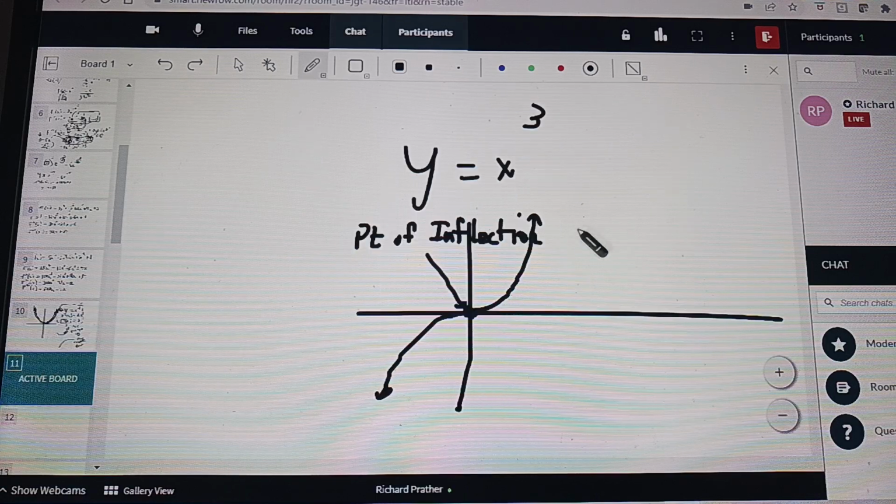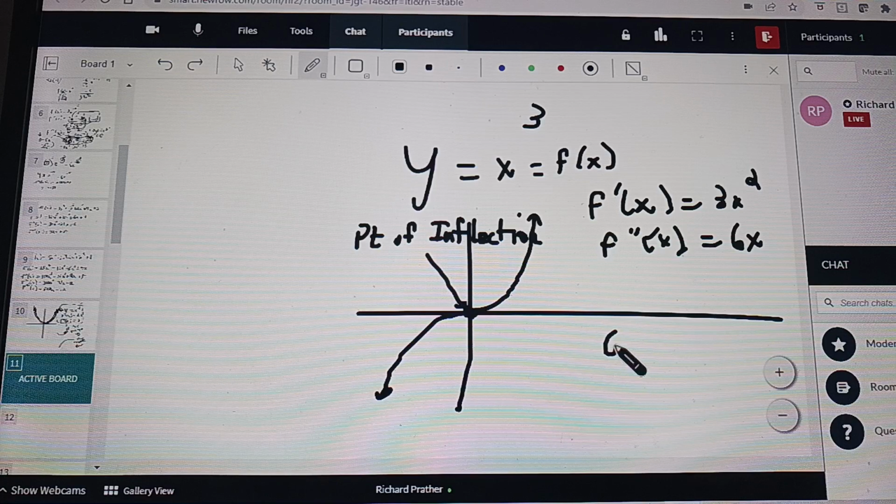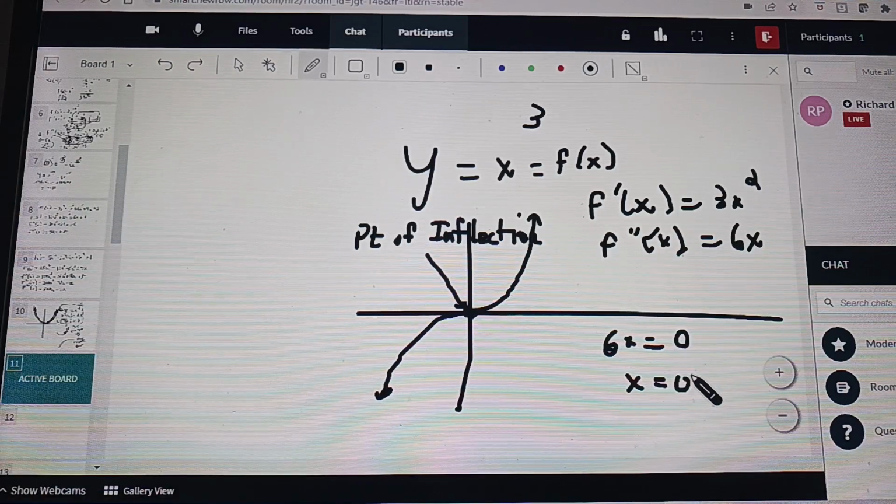If I do that for this one, the first derivative would be 3x squared, but the second derivative would be 6x. 6x is never undefined, but 6x equals 0 at 0. So 0 is a possible inflection point, but not guaranteed, just like when you find a critical number that doesn't guarantee it's a local max or min. But x equals 0 is a possible inflection point.